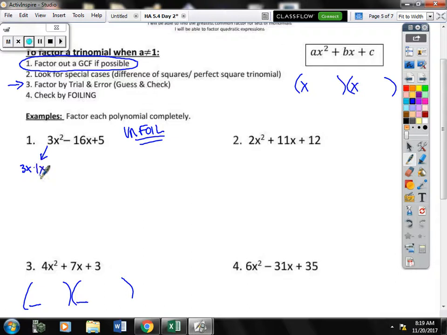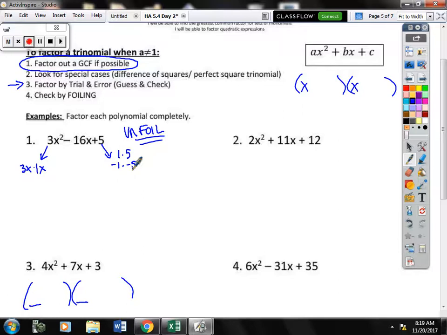The only options are 3x and 1x. That's it. Okay. You also want to list the factors of the last term. We're no longer saying what multiplies to 5 and adds to 16, because you also are going to have this 3 that's going to get foiled in. Okay, so that's why this makes it a harder guess and check. So the factors of 5 are either 1 and 5, or -1 and -5.